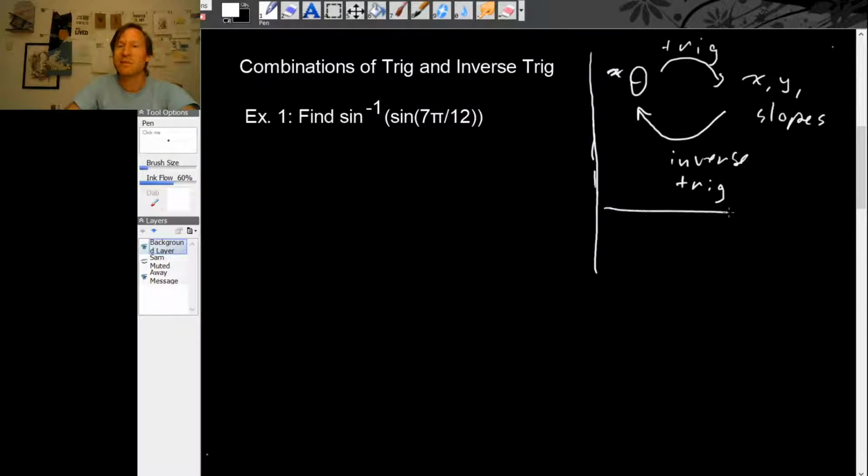The second thing to keep in mind is, when in doubt, draw the most important diagram. Most important diagram.